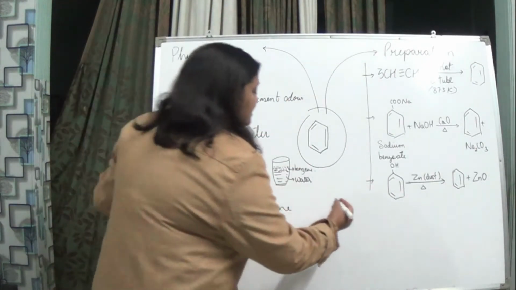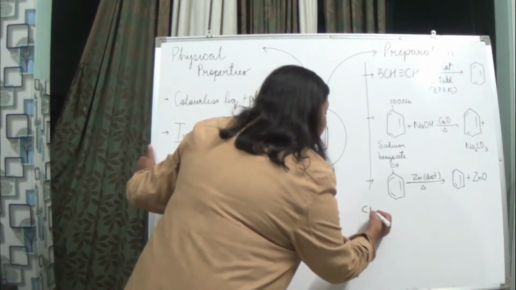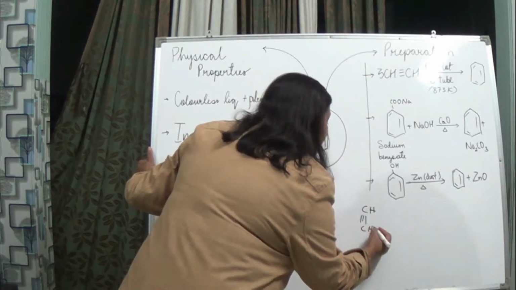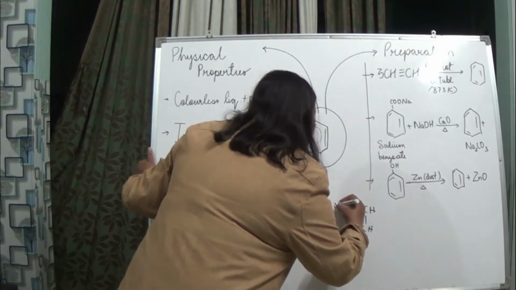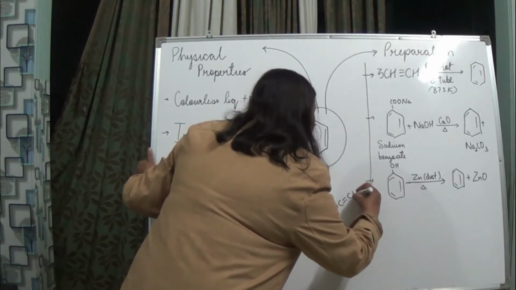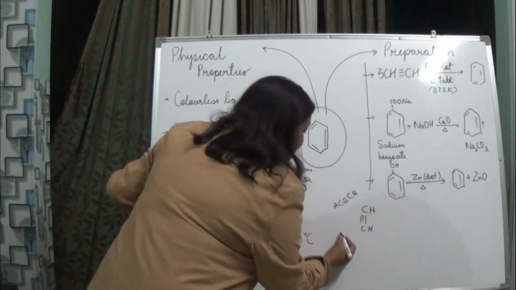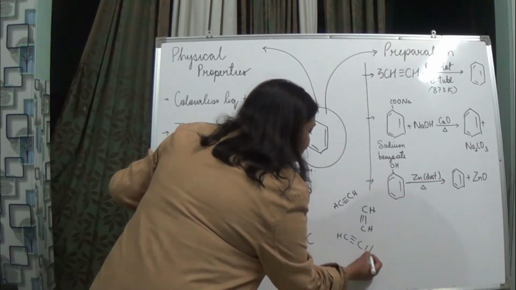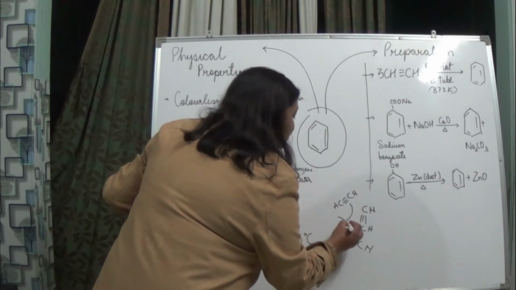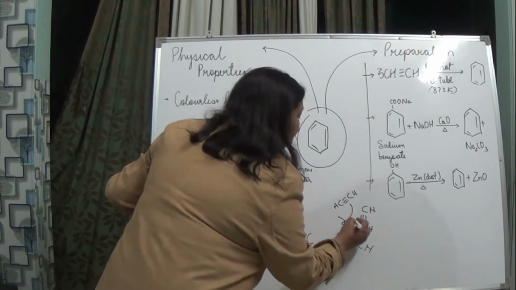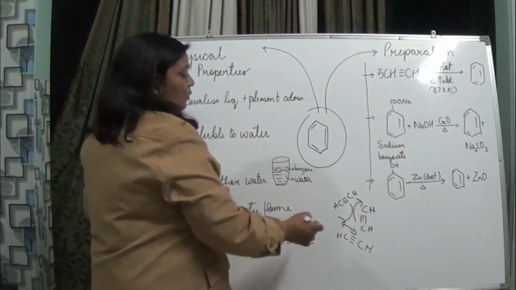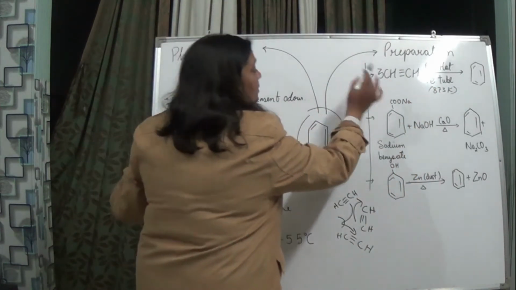Actually, here we are seeing how many molecules of ethyne have been taken. It is 3 molecules of ethyne. What does it do? It aromatizes to form benzene. So this is basically an aromatization reaction.